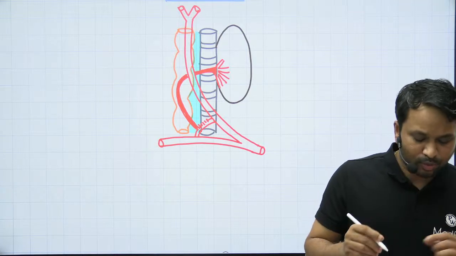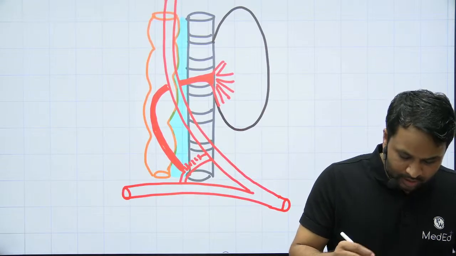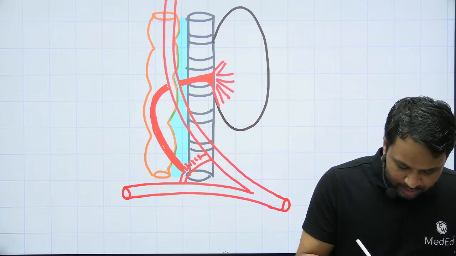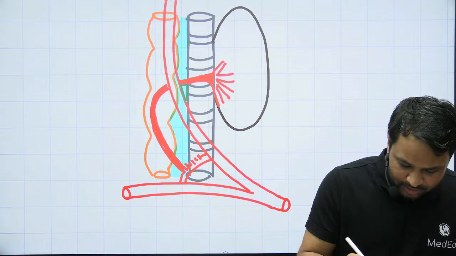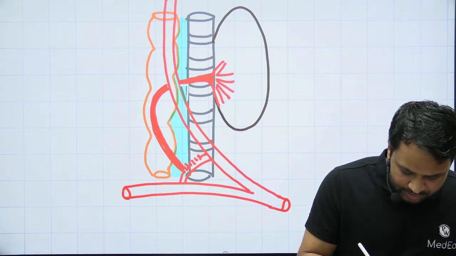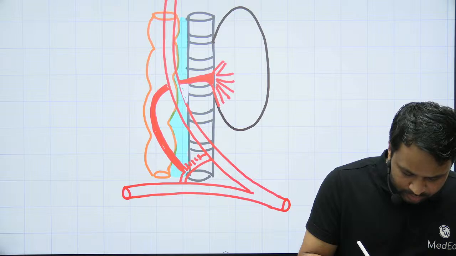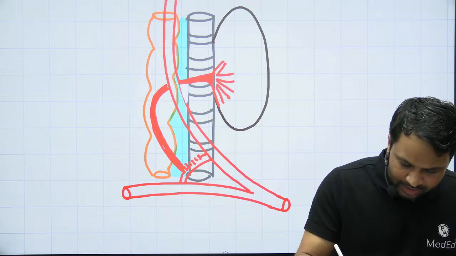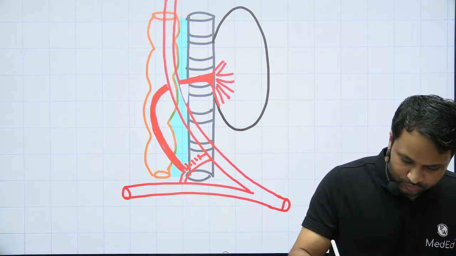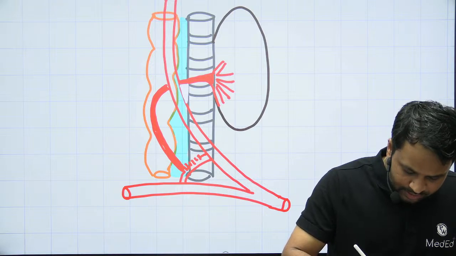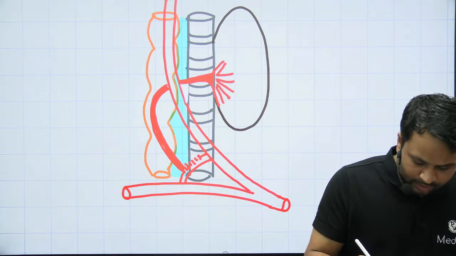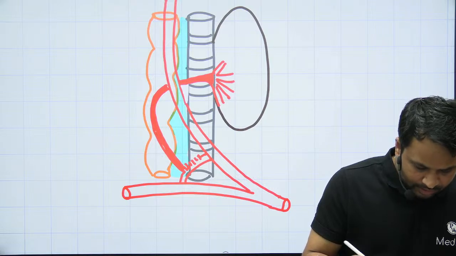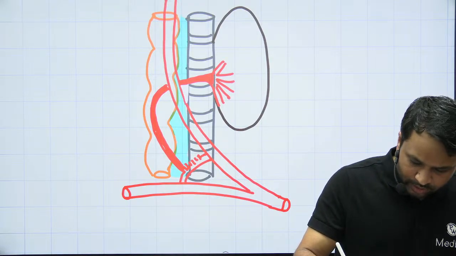Now you see there's a small triangle that is being formed between these structures. What is this triangle? Between the inferior thyroid artery, the tracheo-esophageal groove, and the common carotid. If I highlight this triangle, you have to be precise. This is the triangle that we're talking about. In that you have the tracheo-esophageal groove. This is the common carotid that you have. You have the common carotid, you have the inferior thyroid artery, and then you have the tracheo-esophageal groove that is running across here.